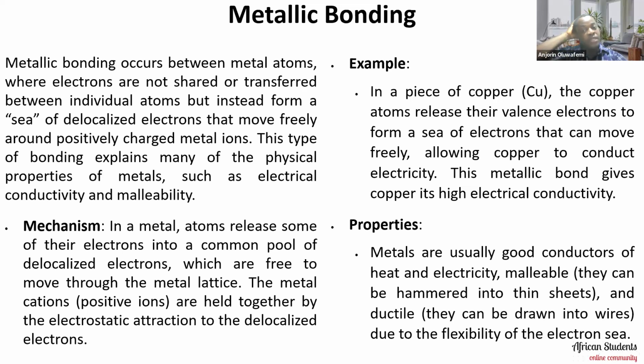Some of the properties of metallic bonding are they are usually good conductors of electricity and also heat. They are malleable, that is, they can be hammered into thin sheets, and they are ductile, they can be drawn into wires, due to the flexibility of the electrons. Okay, so those are some of the properties of metallic bonding.